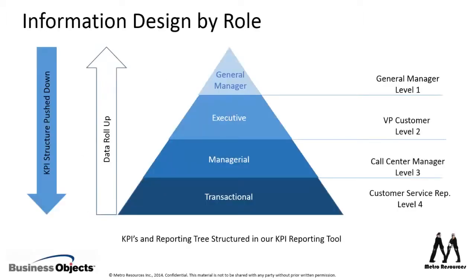In this example, we are looking at the customer area. This is just a generic example and will vary from company to company, but the idea is the same. You have, let's say, 4 levels within your customer organization, starting at the bottom with a CSR, aka Customer Service Rep, a very transactional position. Above that, your call center manager, then VP of Customer, and finally General Manager or President of the organization. The idea here is that the data rolls up from position to position, each one pulling from the role below them, and the KPIs get pushed down from the top level.